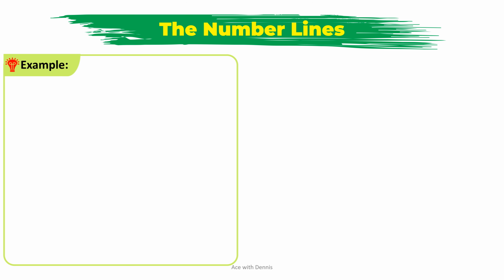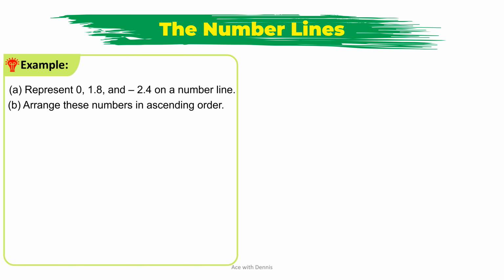Now, let's look at this example. A. Represent 0, 1.8 and negative 2.4 on the number line. B. Arrange these numbers in ascending order. Here's the solution. For A, usually a number line is given. For this example, it looks like this.